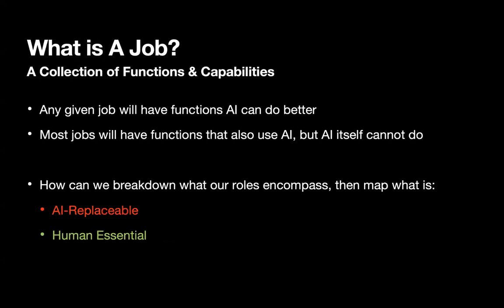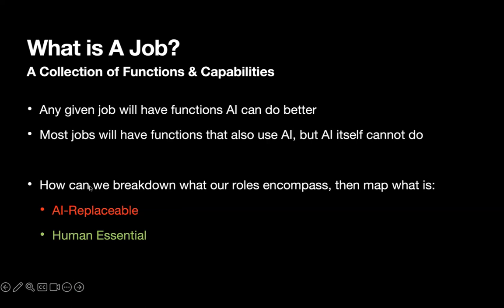So related to that, you would ask yourself, well, what is a job? Think of it as a collection of functions and capabilities. Any given job is going to have functions that AI can do better. They may not be very important to that job. Sometimes they'll be more important to that job. So most jobs have functions that use AI, and functions that the AI itself can't do.